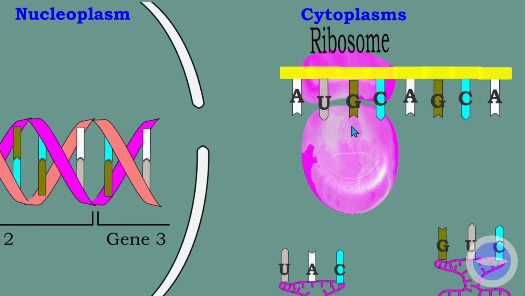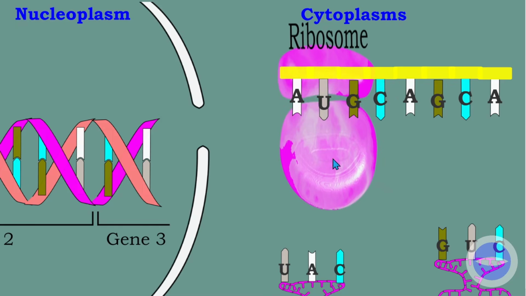So the ribosome will read this codon and then pair them with an anticodon. Like here we've got A, U, G. So what the ribosome will need is U, because U pairs with A, and then A, which pairs with U, and then G, C, which is paired with G.